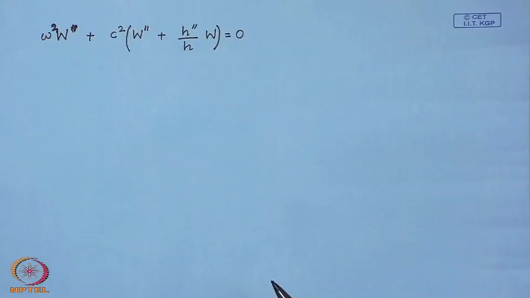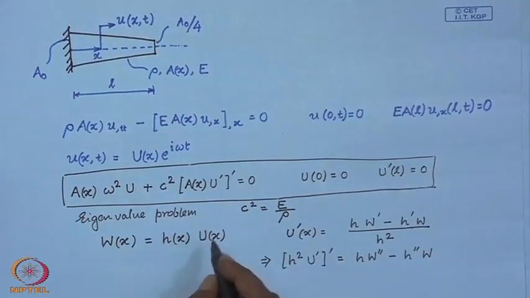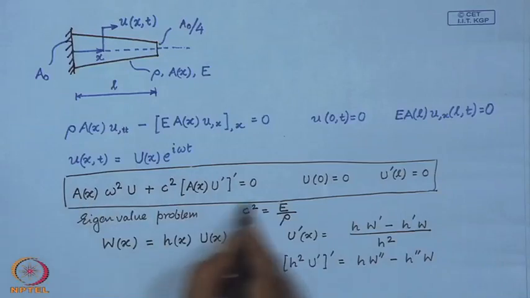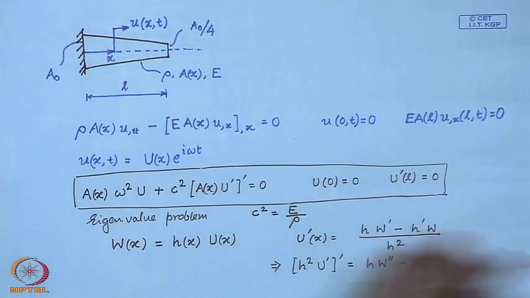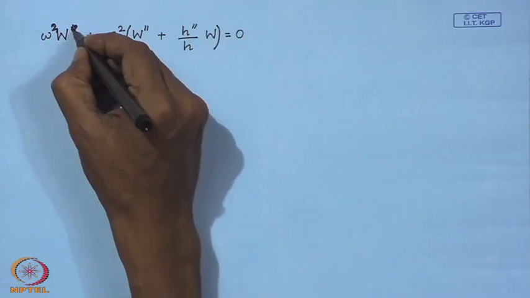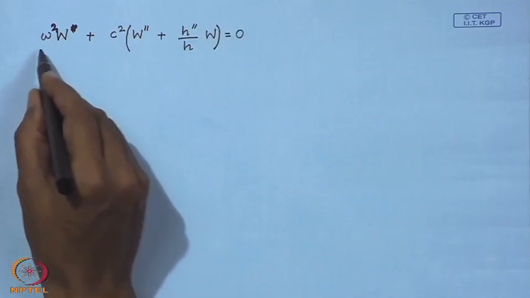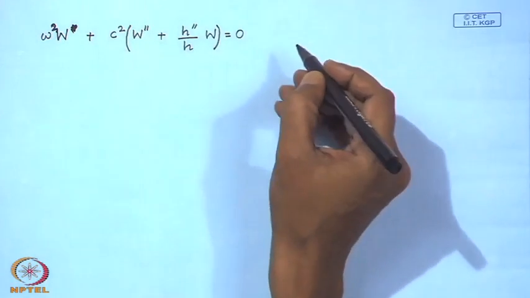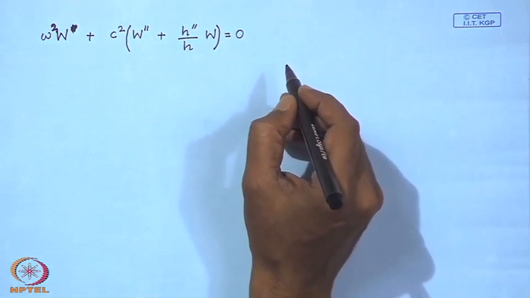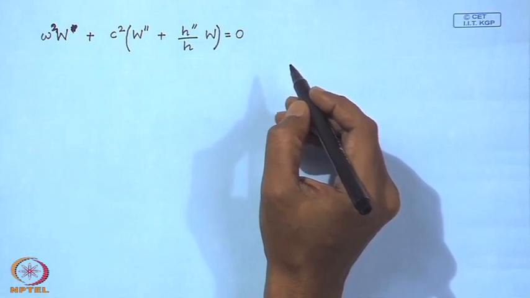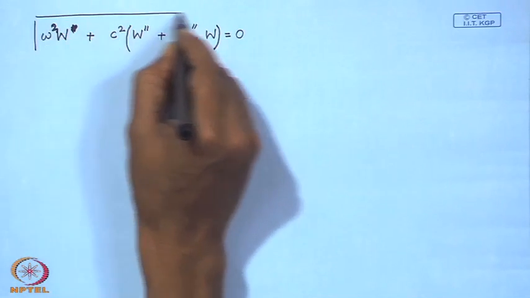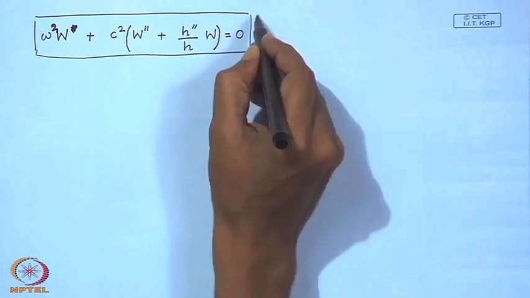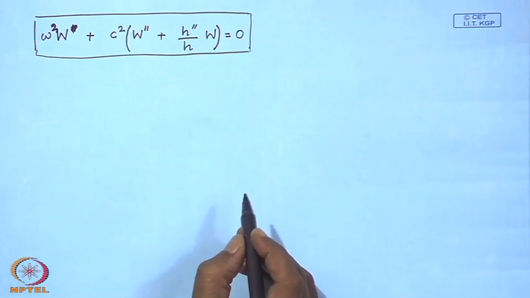So, if you substitute this u in terms of w in the differential equation and make some rearrangements, then you can write the differential equation of the eigenvalue problem in this form, and the corresponding, so here, this is the differential equation in terms of the new variable w.